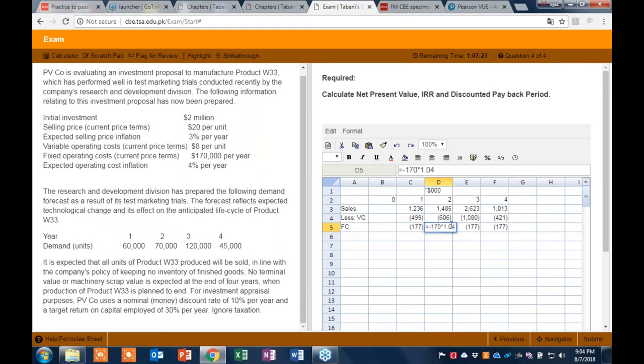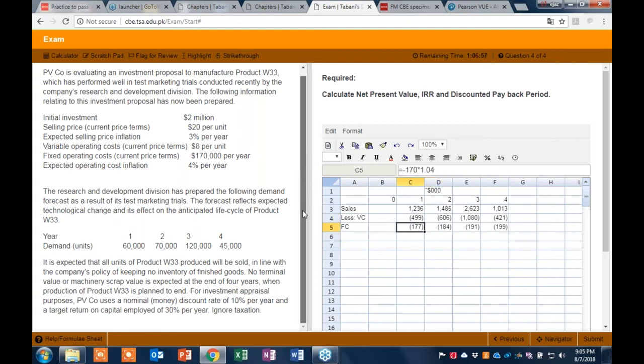So for the next year, the power will be 2. Third year, the power will be 3. And for fourth year, the power will be 4. So here we go. We've got the fixed costs as well.